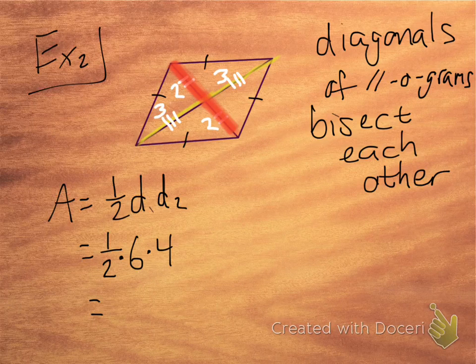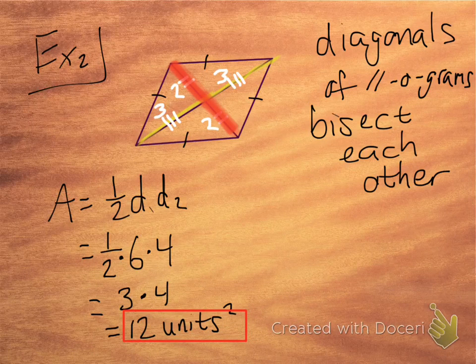Multiply these together. 1/2 times 6 is 3, and 3 times 4 is 12. Again, because it's area, you need to always put square units or units squared. If you don't put square units or units squared, you will not get full credit. Okay? So that's kind of how that's given to you.